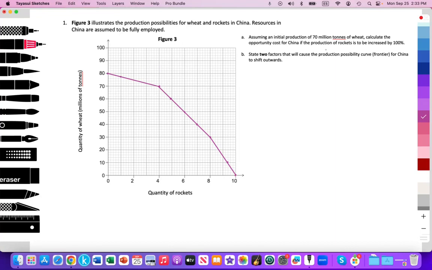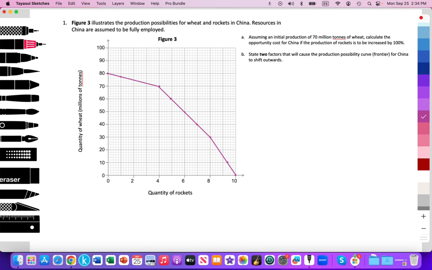So I'm going to ask you to pause this video and look at this graph and look at this question and attempt this question on your own before we break it down and answer it. So please pause the video now. Okay, so what did you come up with? What answer did you come up with regard to the opportunity cost as rocket production is increased 100%?